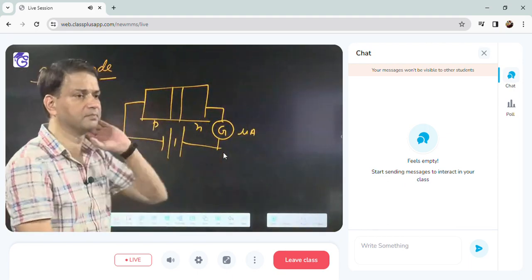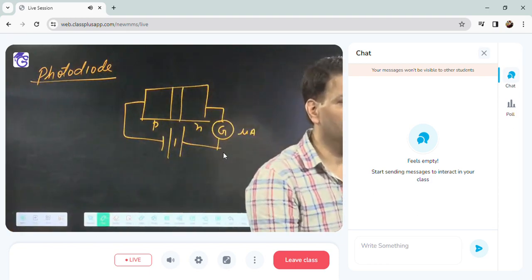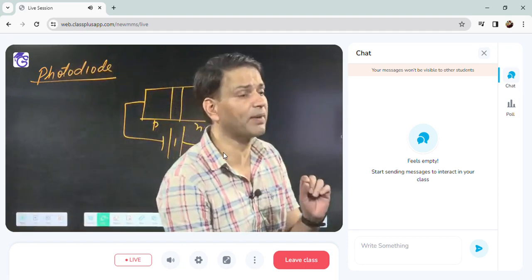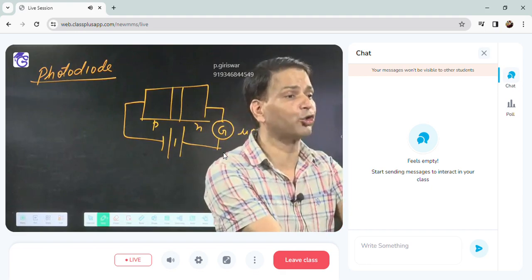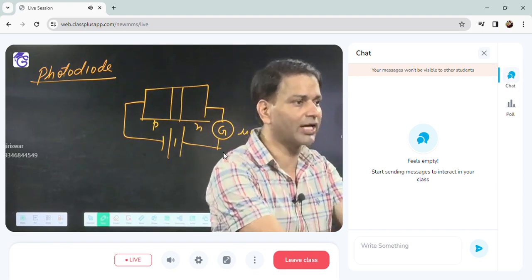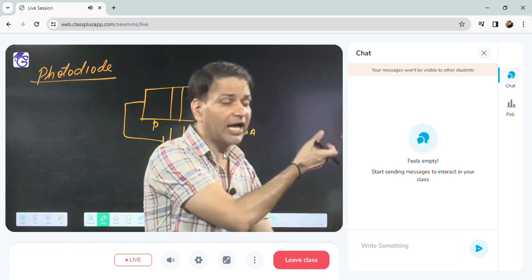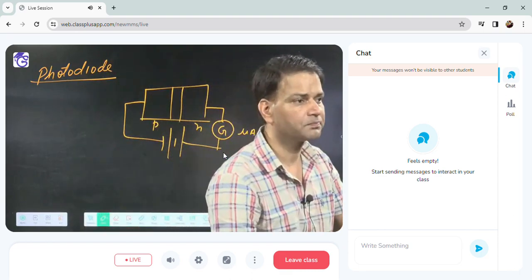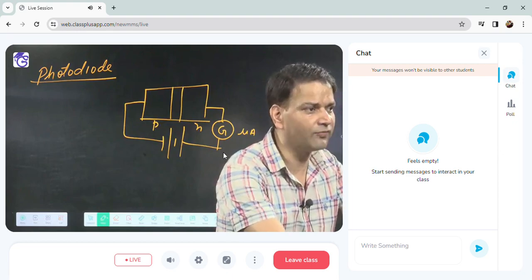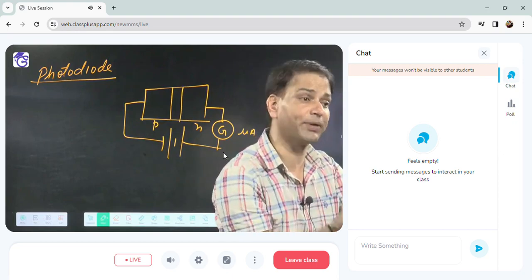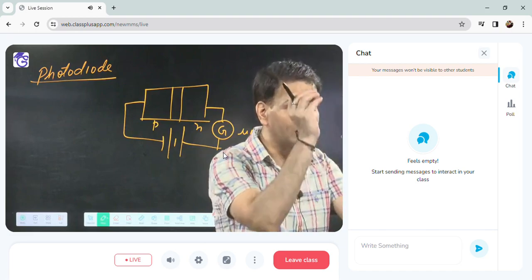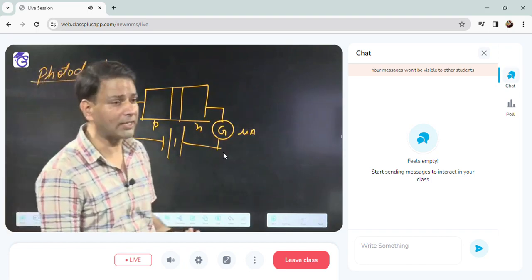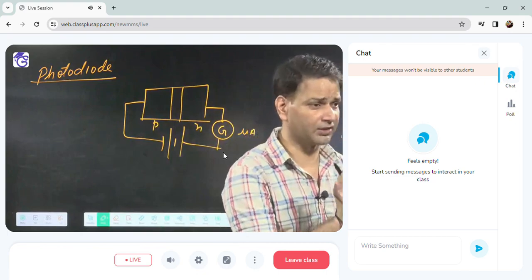What circuit did I make? Galvanometer, yes, it will show. Why? Because we have learned that in the reverse bias a very small current, of the order of microampere, will flow. And here I have given the galvanometer, whose order is what? Microampere. So it will show the current or not? Tell fast. In reverse bias, a very small current flows, of the order of microampere. So it will show the deflection. Okay, it will show the deflection.